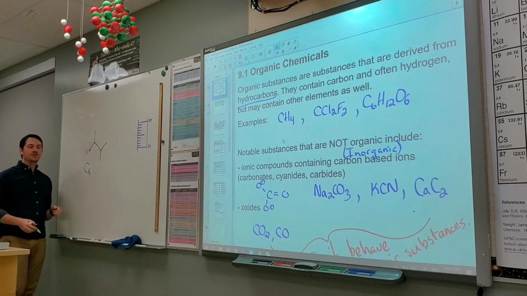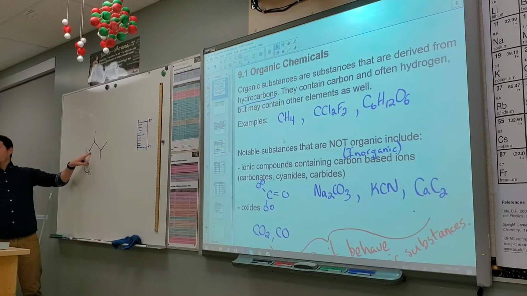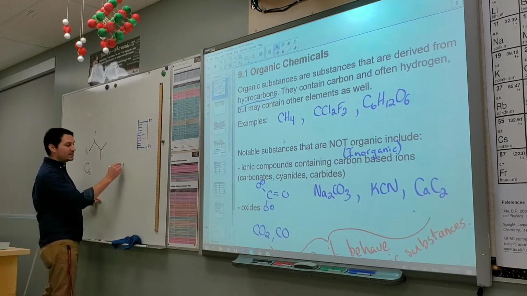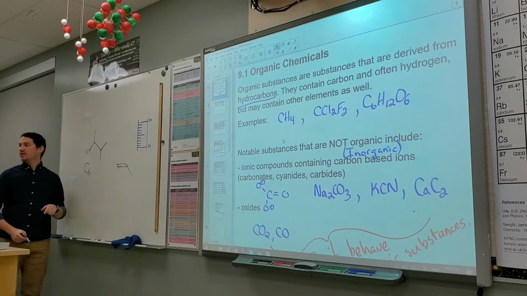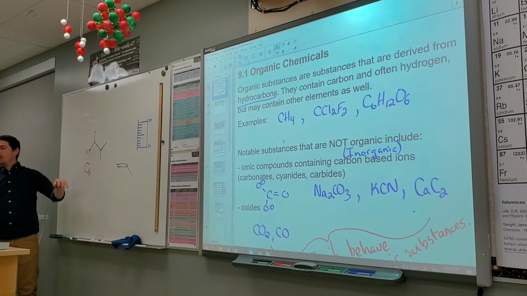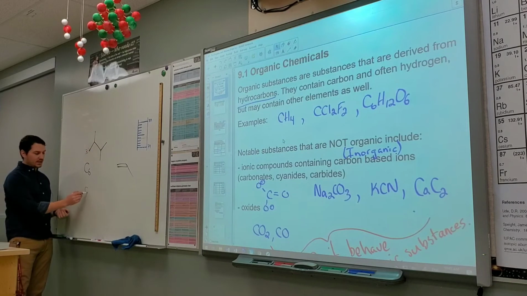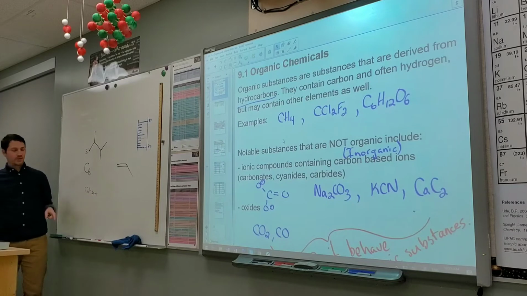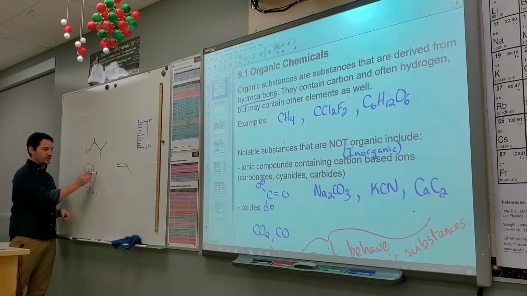But you could also use the formula. Do you only see single bonds here? Or are there any double bonds here? I don't see any double or triple bonds, right? So I only see single bonds, so that means it'll be CnH2n plus 2. So 6 times 2 is 12, plus 2 is 14, H14.